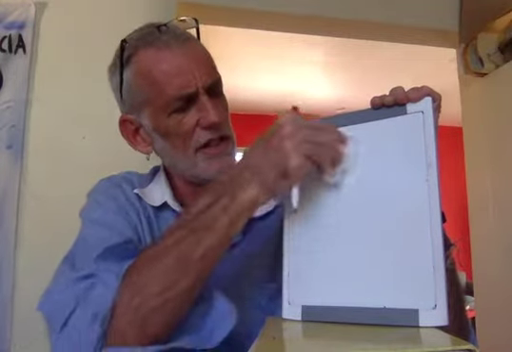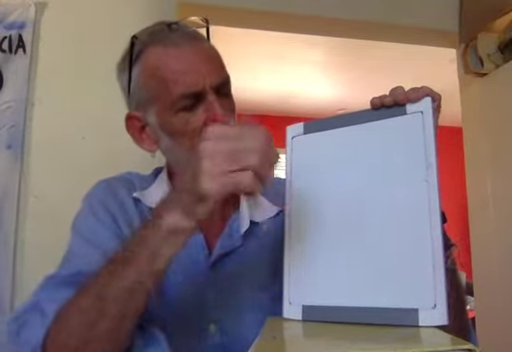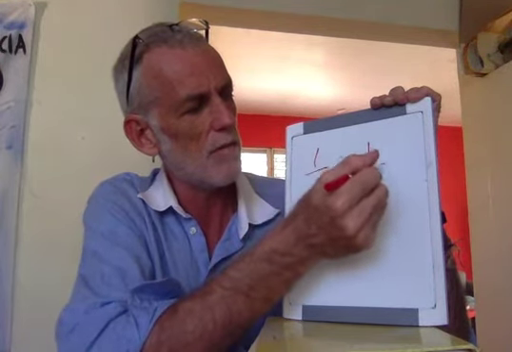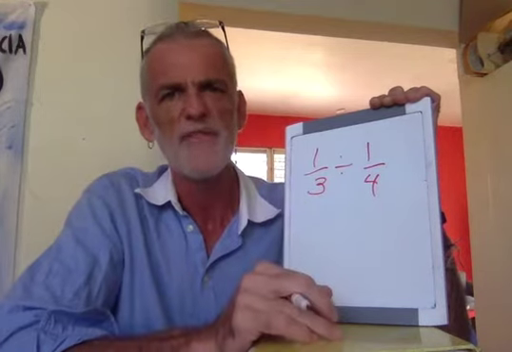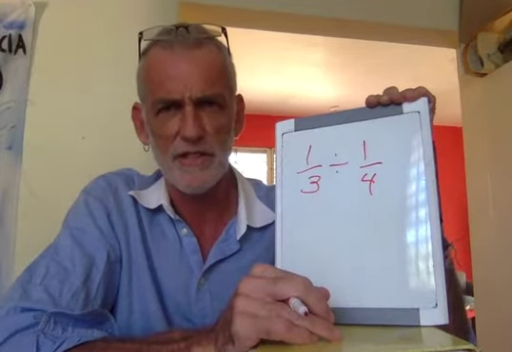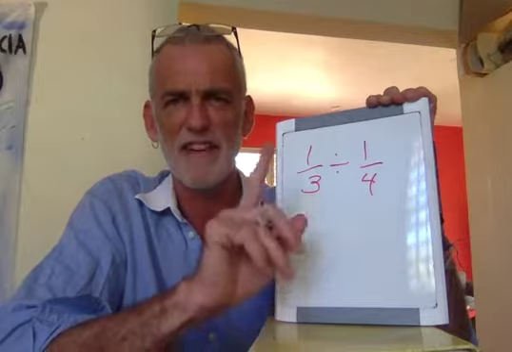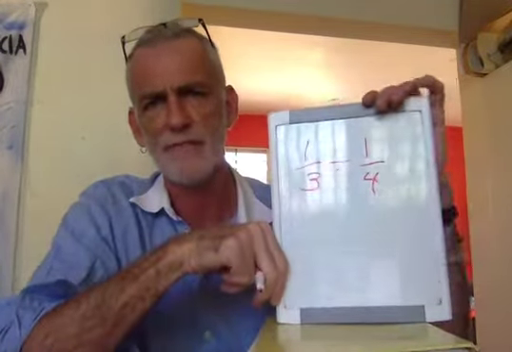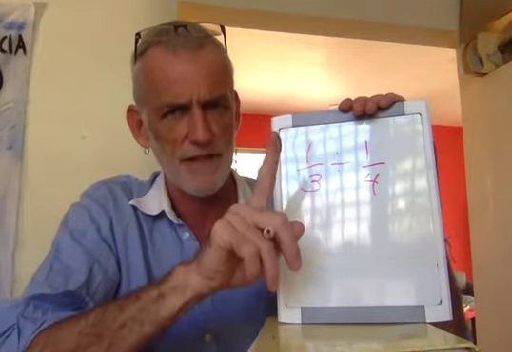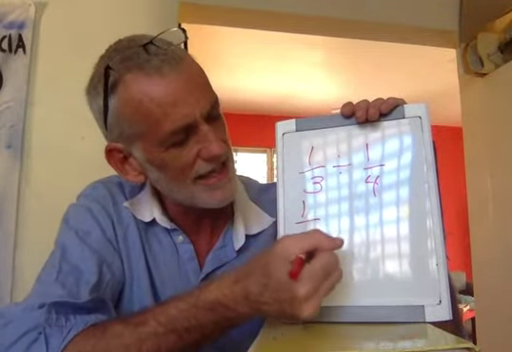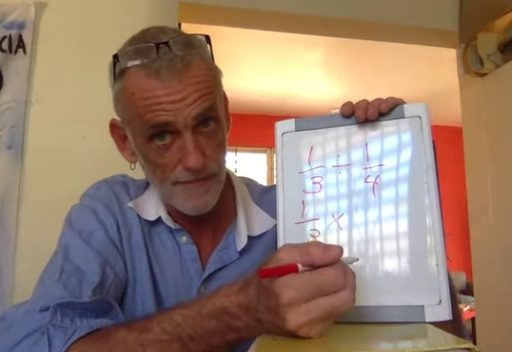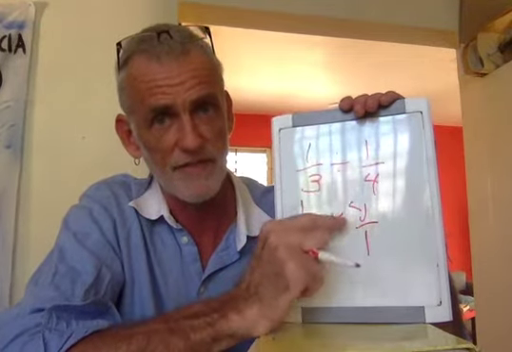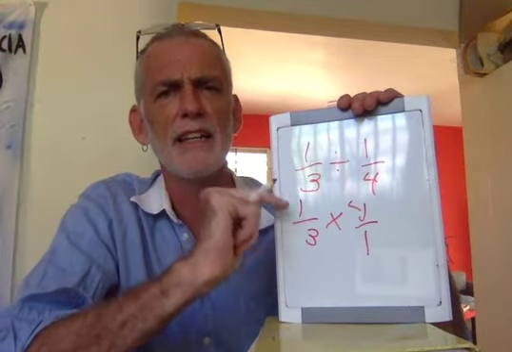Division. All right, division. Dividing 1/3 by 1/4. What do you do in division of fractions? You flip it. Not like that. That does not work. That doesn't make any sense. Don't flip your paper. Flip the fraction. So it's 1/3 times 4/1. You flip it, and then you multiply it.